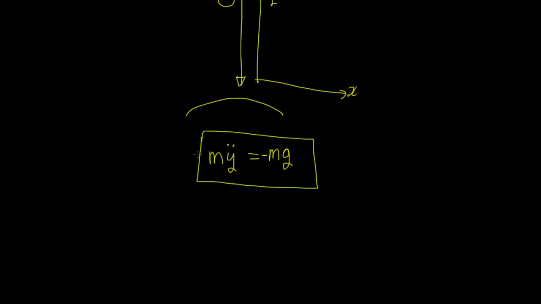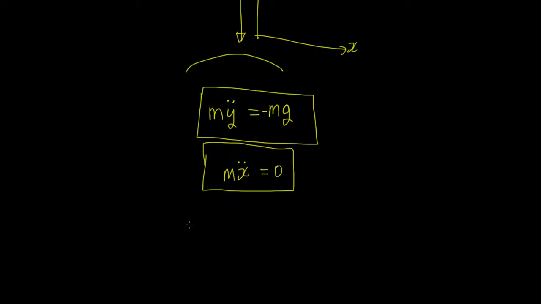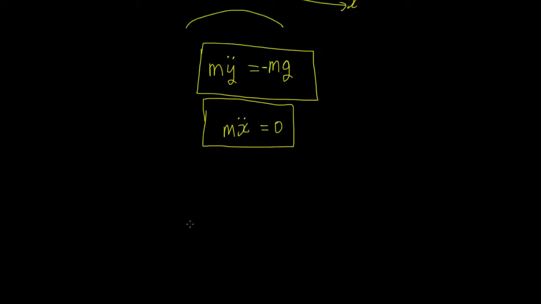Now that's one equation there. The other one is in the x direction. We'll have a mass times acceleration in the x direction. Well, that's going to be equal to 0 because we're only looking at one direction. So those are our two equations of motion, and what we want to be able to do is derive those using the calculus of variations.